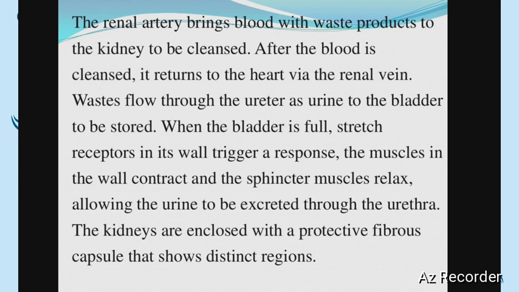So the renal artery supplies blood with waste products to the kidney to be cleansed. After the blood is cleansed, it returns to the heart via the renal vein. So with these lines that we have tried to discuss with you, what it is trying to tell you is that urine formation is like a blood cleansing mechanism. The way urine is formed is just like you are cleansing your blood. This blood is being supplied to the kidney via the renal artery.